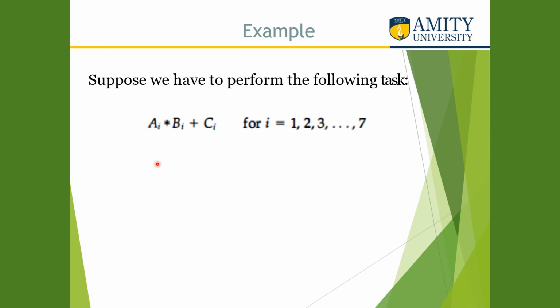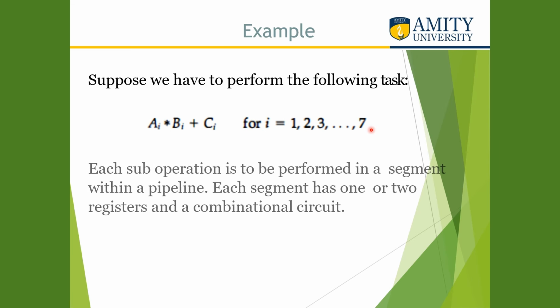An example is for the task Ai multiplied by Bi plus Ci, where i can be the value of A, B, and C from 1 to 7. Each sub operation is performed in a segment, so within a pipeline. So we'll have a pipeline for the whole expression, the task, and it will be broken into sub segments, into segments.